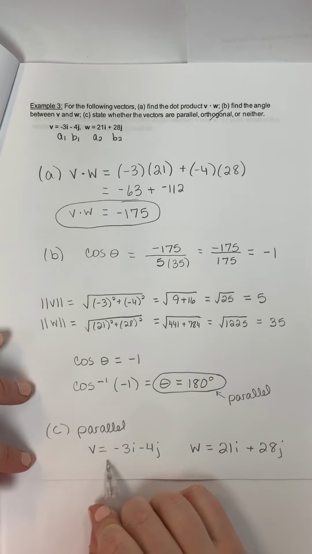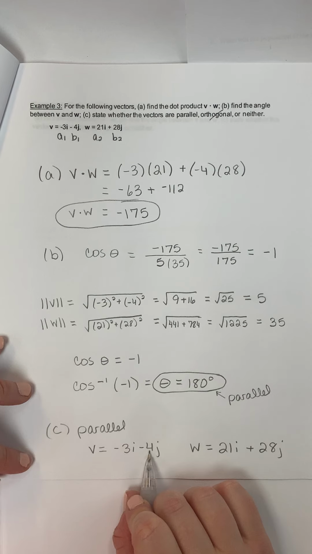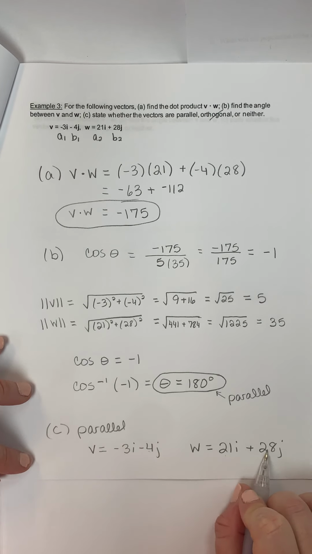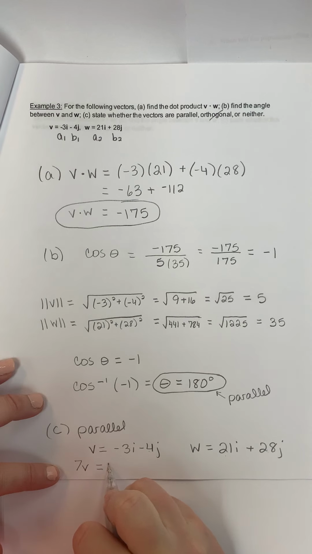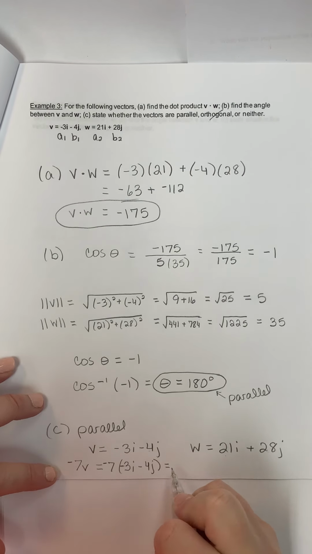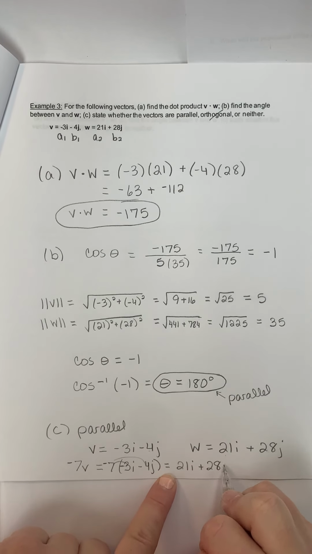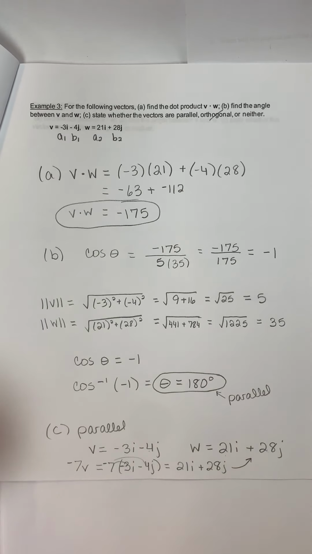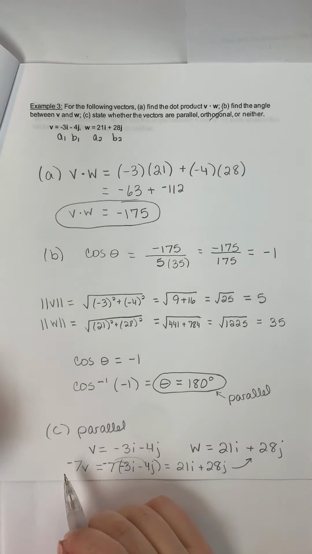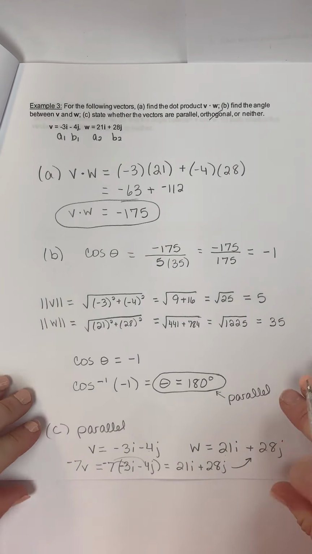Well, I notice if I look at this smaller one here, if I multiply both of these terms by a -7, I get these. So 7v, if I multiply 7 by v, oh, it's supposed to be a -7, isn't it? Sorry about that. Okay. All right. And then I distribute it through, I get 21i plus 28j, which just so happens to be vector w. So because I can multiply a -7 by both terms, that's another indication that these guys are in fact parallel.